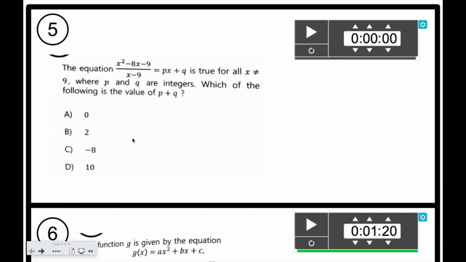All right, this is one where you could use regression, but I'm not going to because I think there's a quicker way than typing all this in. And that is if we just try to simplify this by factoring, the numerator factors to x minus 9 times x plus 1.